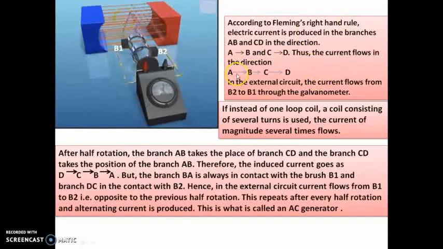See, in the first case it is moving from A to B, C to D. Okay, that is this way. And the second one, D, C, B, A. That means in the opposite direction. But as you can see, the branch BA is always in contact with brush B1. This is my brush B1 and one branch. I already showed you in the construction, one branch is always in contact with brush B1 and the branch DC is in contact with brush B2. Hence, in the external circuit, the current flows from B1 to B2, that is opposite to the previous half rotation.